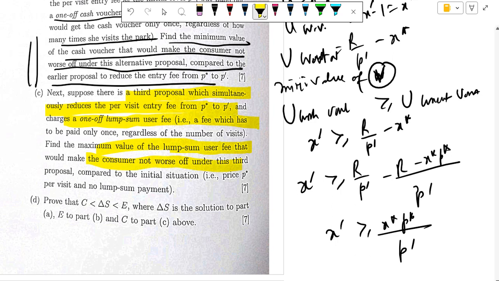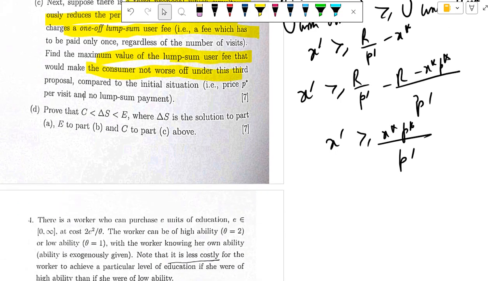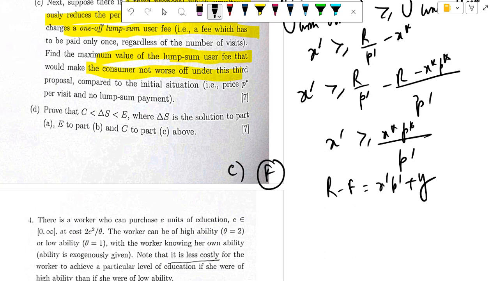So again the same scenario. So what lump sum fee can we charge? Let F be the fee, okay. So the consumer's budget constraint under this proposal becomes R minus F equal to X star P star plus Y, where R is the consumer's income, X prime is the number of visits to the park after the fee reduction, and Y is the expenditure on the composite good, which will remain the same, we presume.